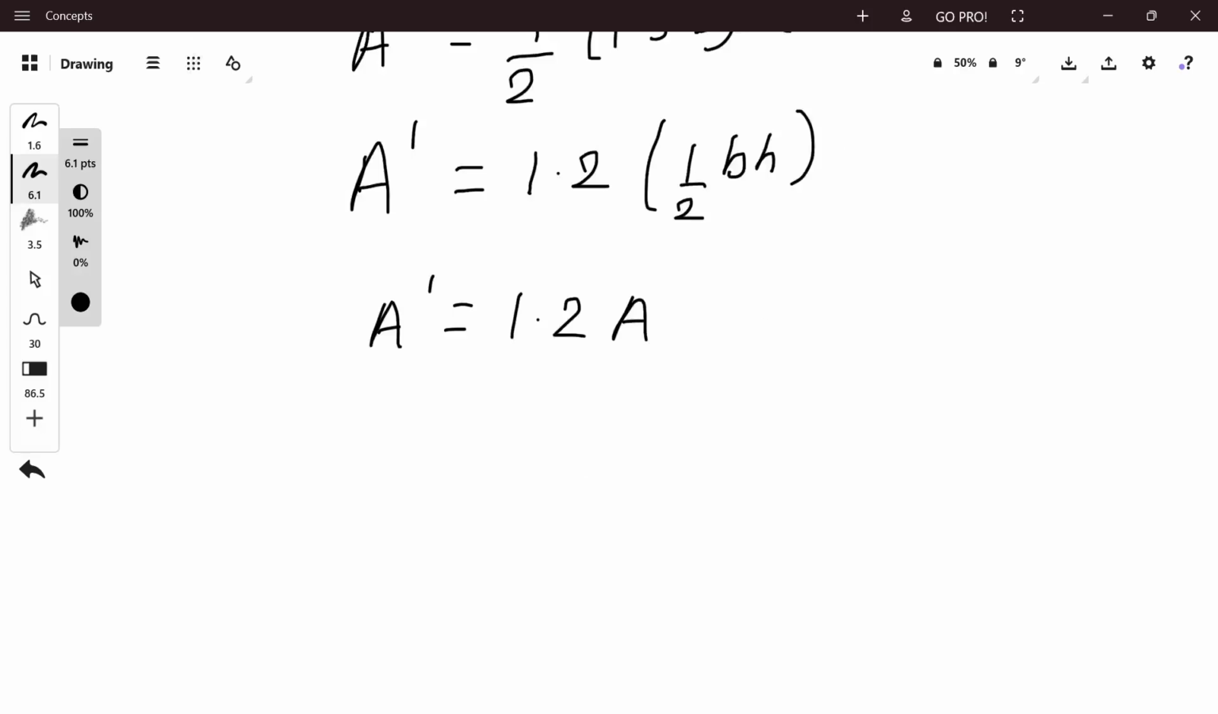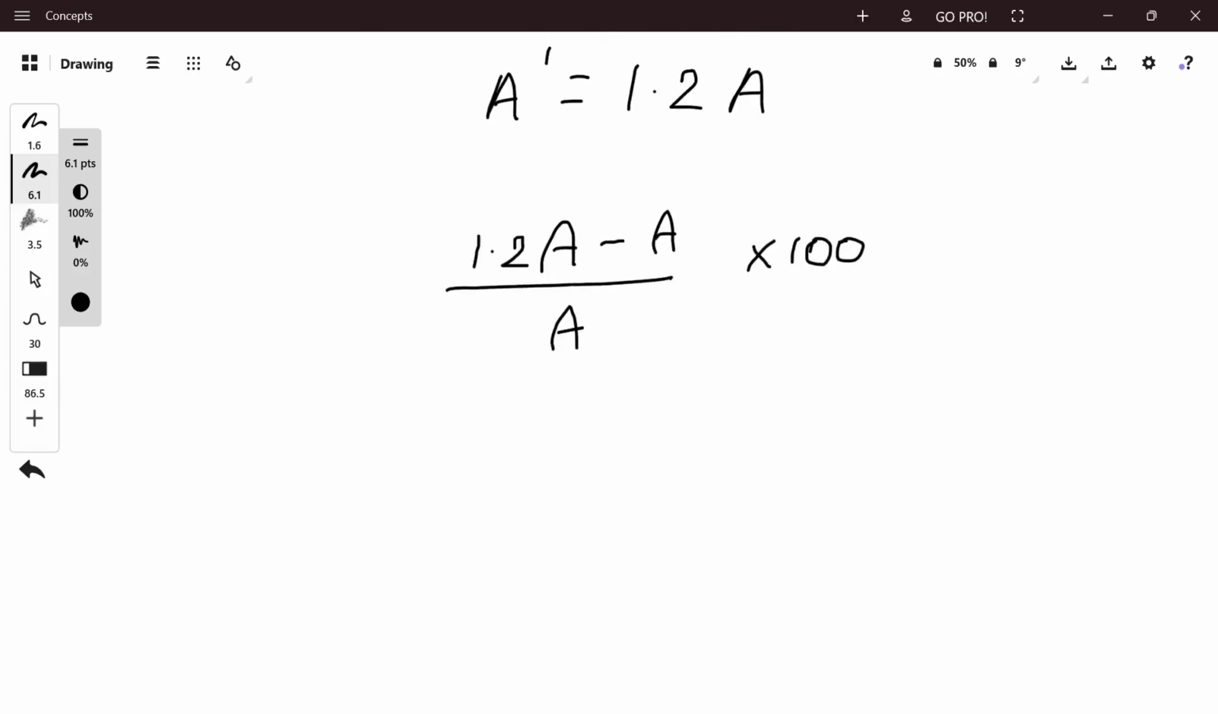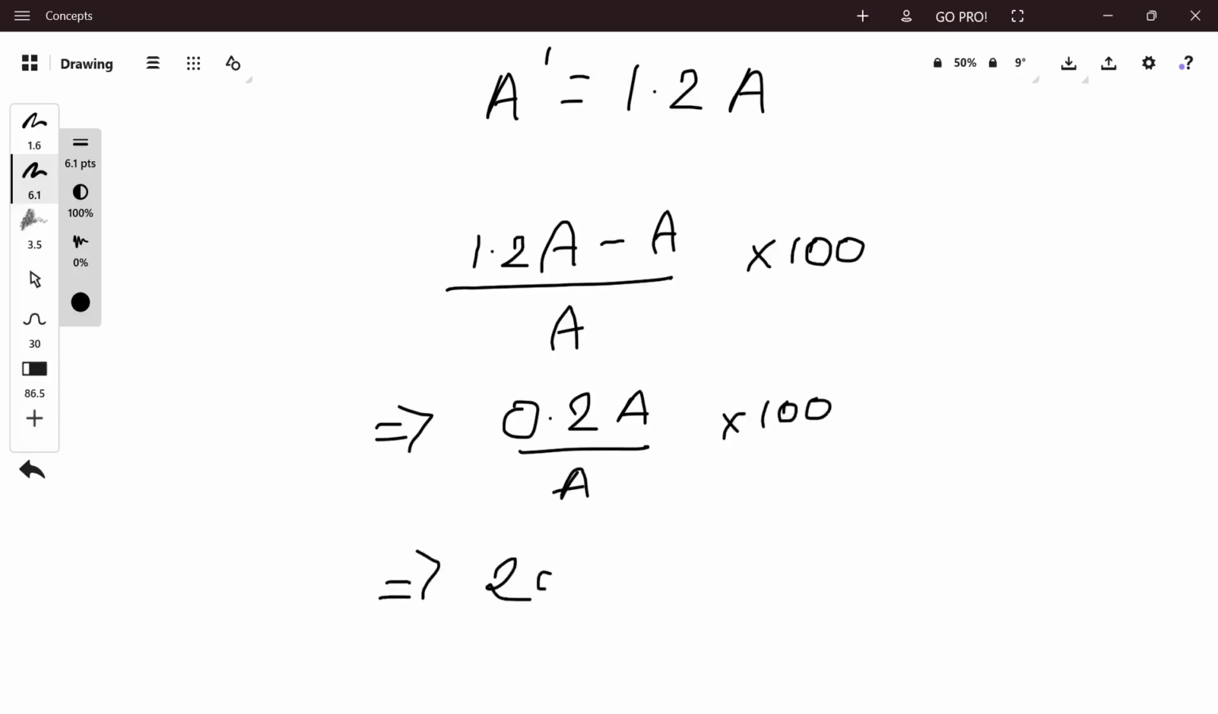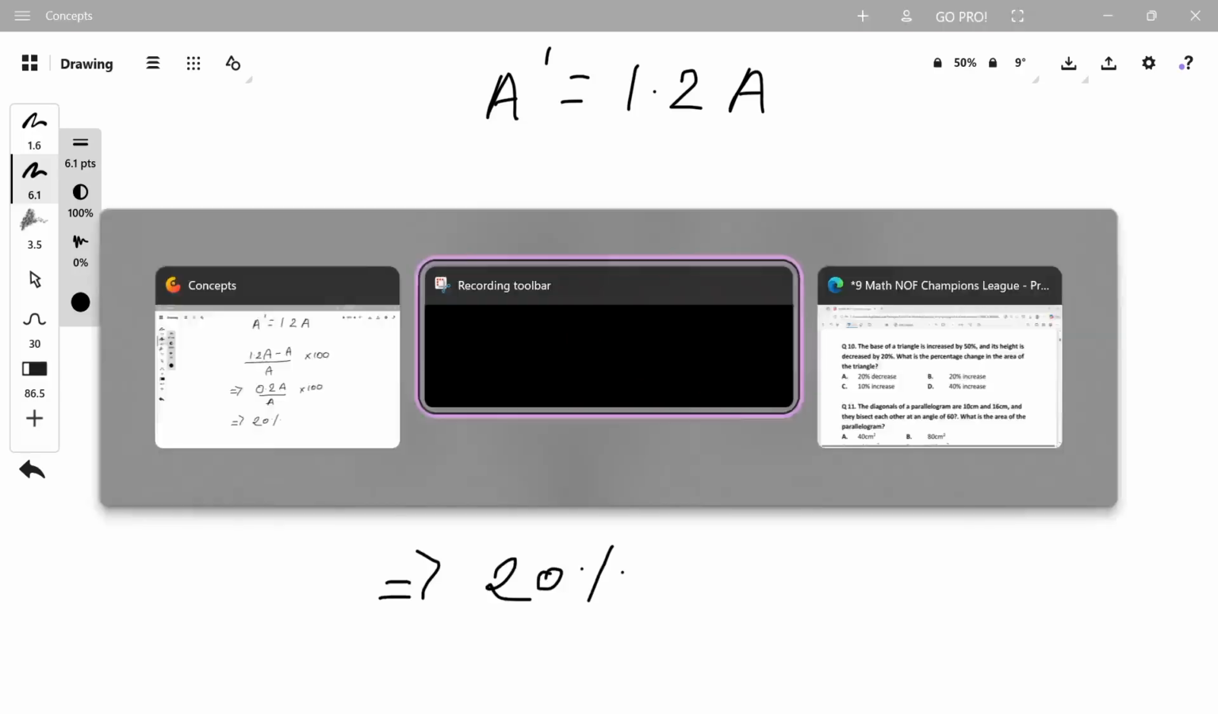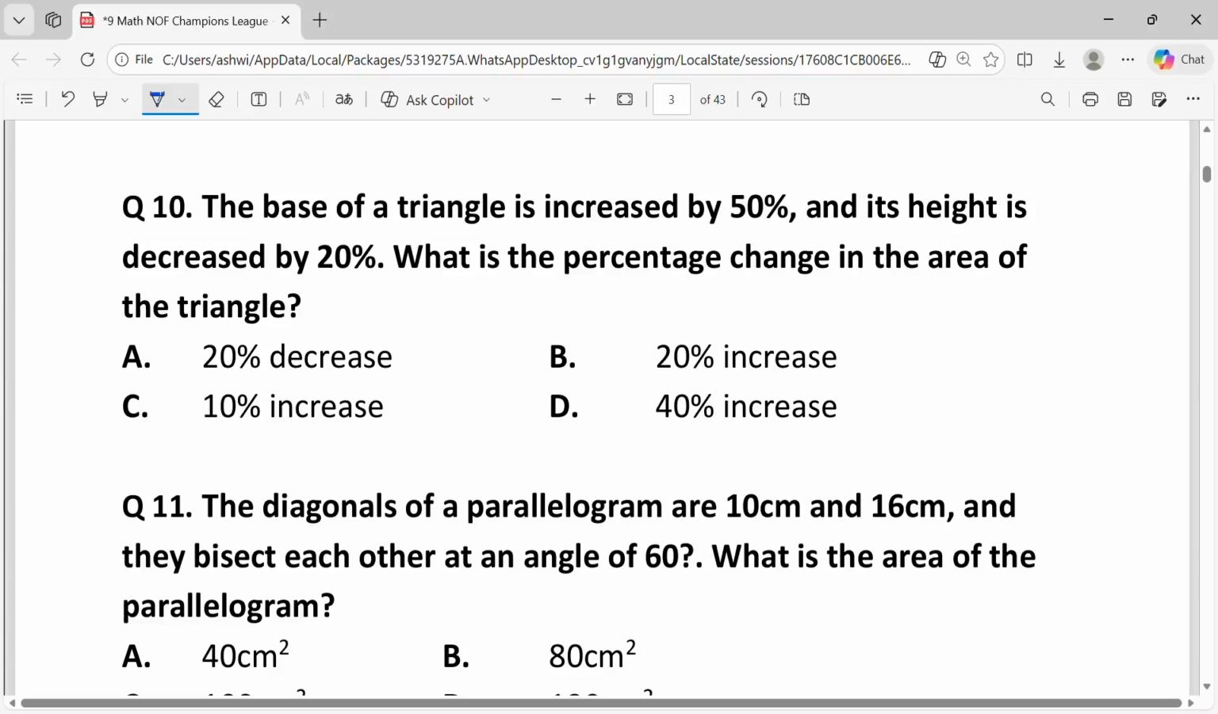The percentage change is calculated as A dash minus A upon A into 100. That is 1.2 A minus A upon A into 100. That is 0.2 A upon A into 100. That is 20%. Comparing with the given options, the answer is 20% increase.